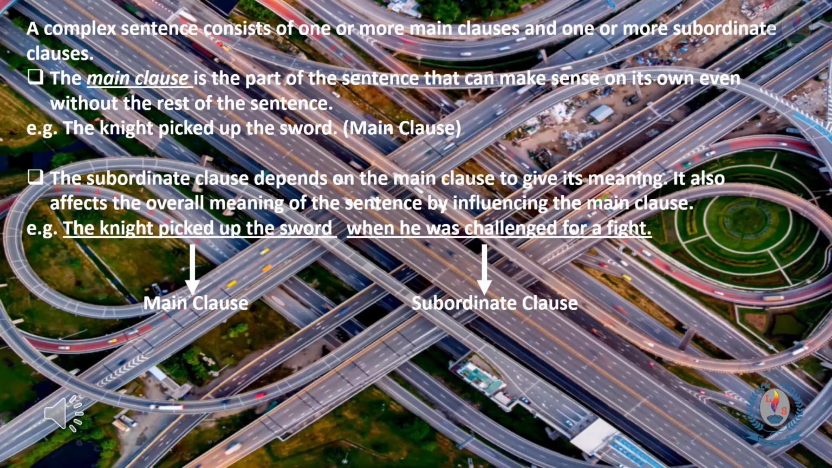The main clause is the part of the sentence that can make sense on its own, even without the rest of the sentence. For example, the knight picked up the sword. This is the main clause. The subordinate clause depends on the main clause to give its meaning. It also affects the overall meaning of the sentence by influencing the main clause.